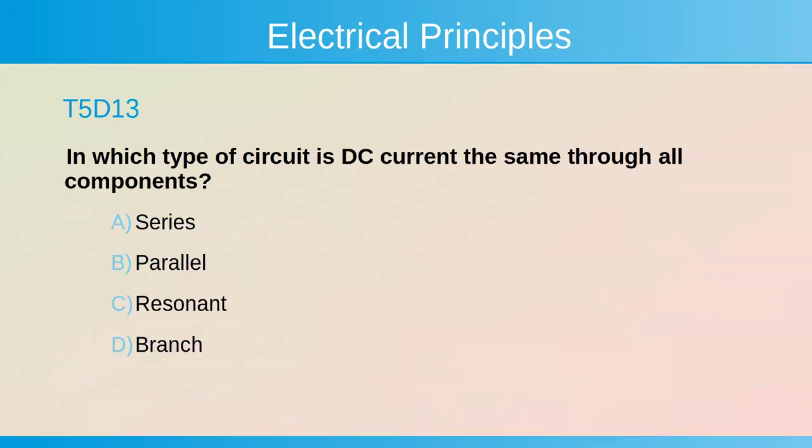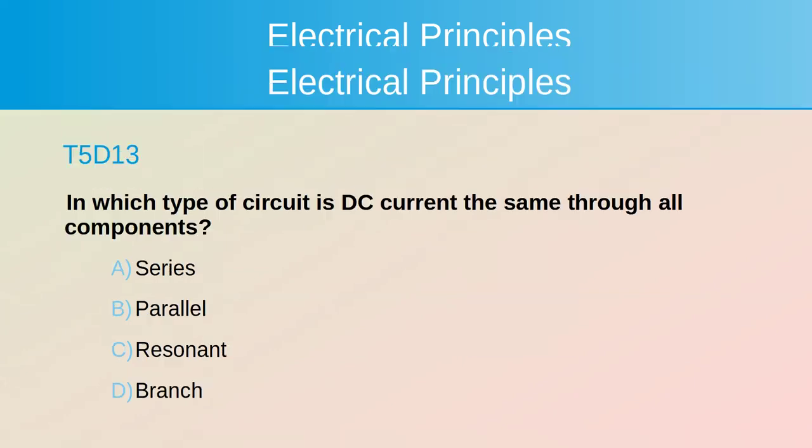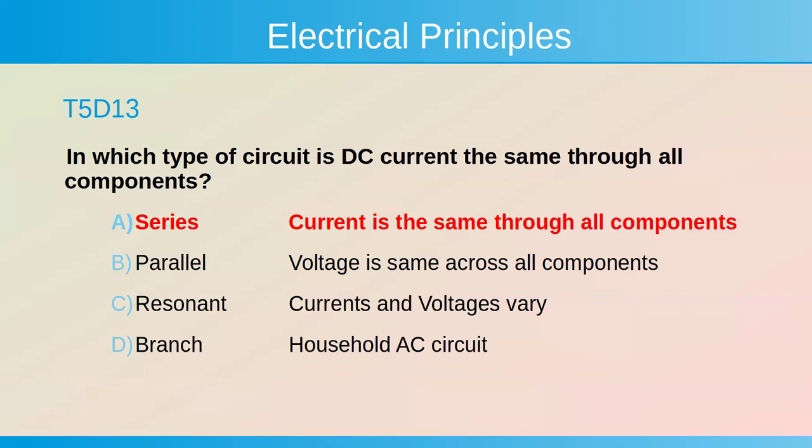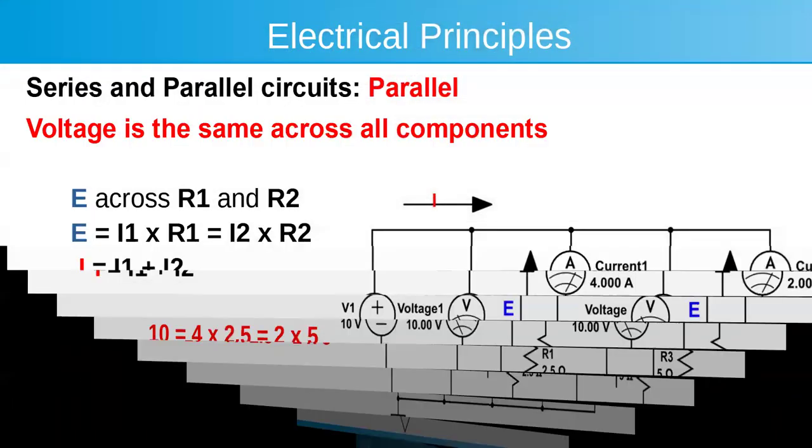So which type of circuit is DC current the same through all components? And notice they say DC current. This would not apply necessarily to alternating current, because if it was a non-resistive component, it's frequency dependent, so it's going to do strange things. So in series, the current is the same through all the components.